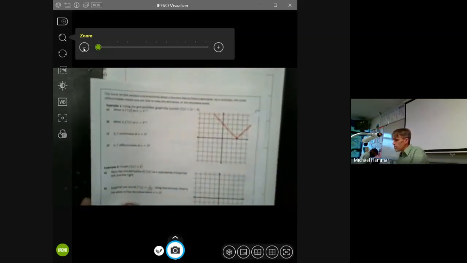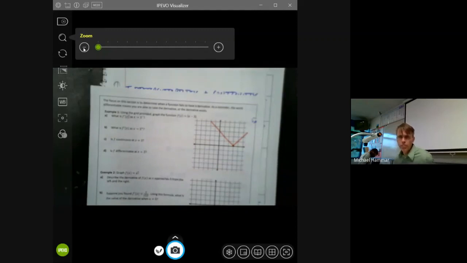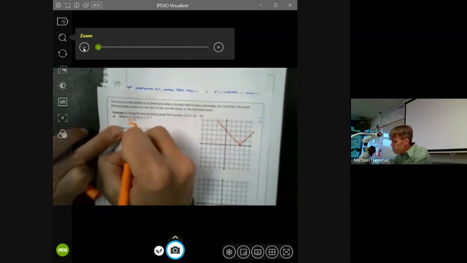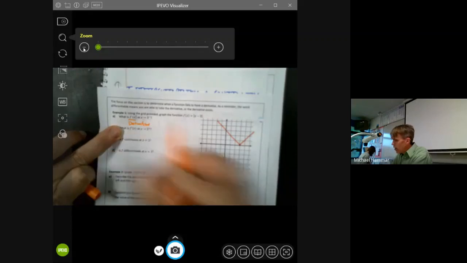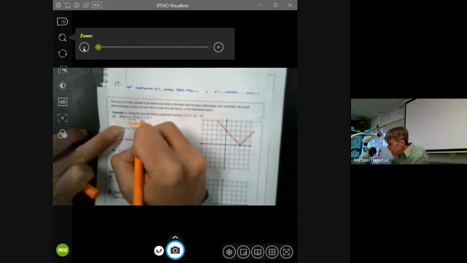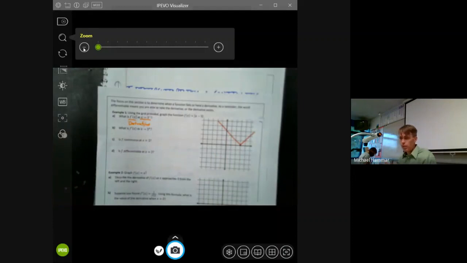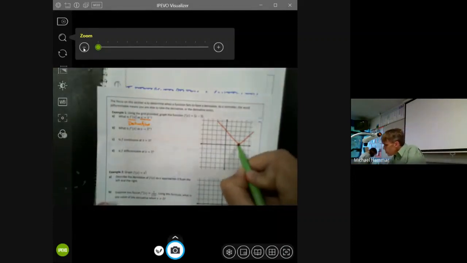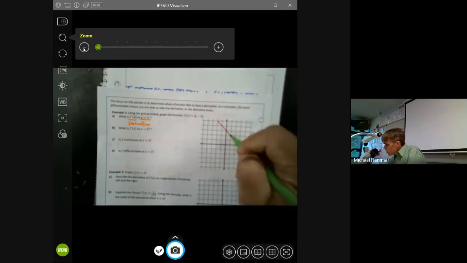Okay, so this is your graph that you should have created. It should have been a function. It looks like an absolute value, which is always a V. Now it wanted you to figure out the slope from the left. This means the derivative as x approaches 3 from the left. So think about this. We're starting at 3, and we're approaching from the left.